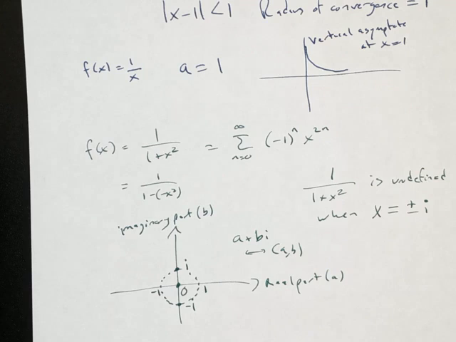You know where it doesn't work? Here. 1 over 1 plus x squared is broken for this formula. And I don't know why. I'm still trying to figure that out.